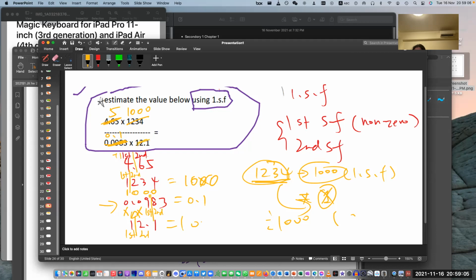So this is much easier. The answer is actually 5,000 divided by 1, so the answer is 5,000. Can you use your calculator to help me check what's the answer for the original question? I use one significant figure, my answer is 5,000. But what is the original answer? Help me out, and let's see if it's close.